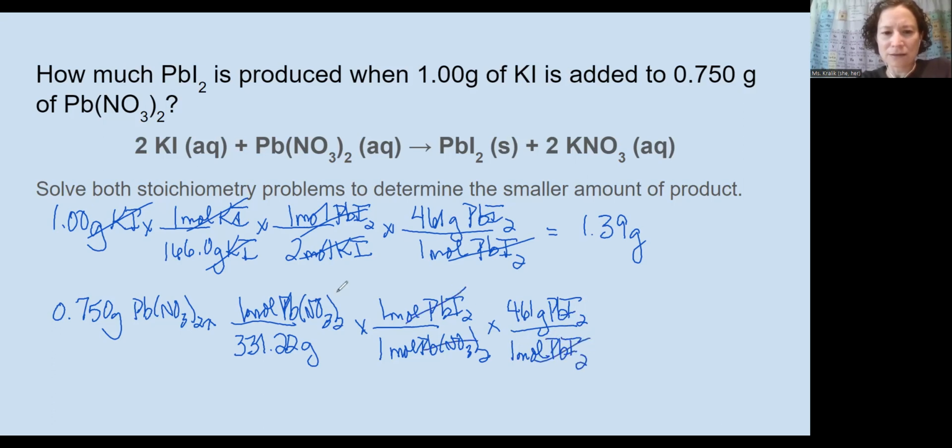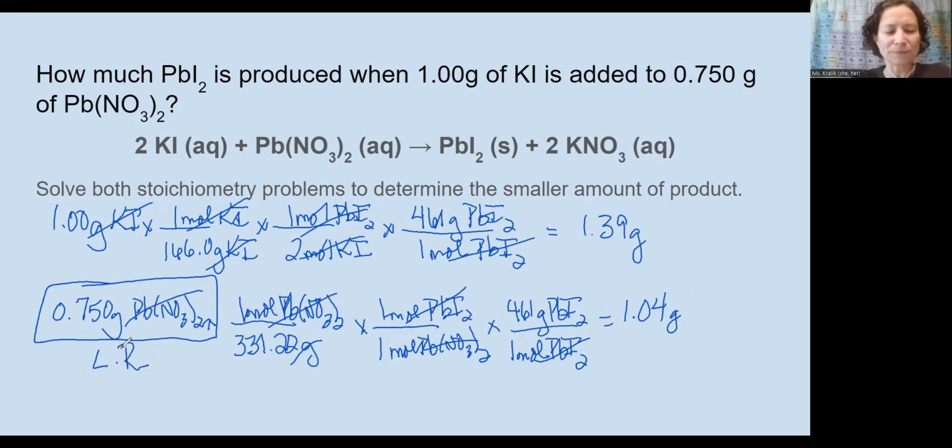We can cancel. And this time I get 1.04 grams of PbI2. So we are going to run out of Pb(NO3)2. This is the one that makes the smaller amount. So this is the limiting reactant, and this is our final answer. Always take your final answer from the limiting reactant, just like we did with the s'mores, because we're going to run out of that. We cannot make any more.